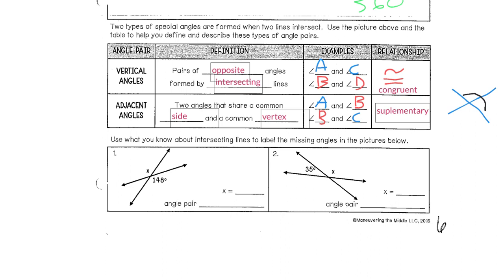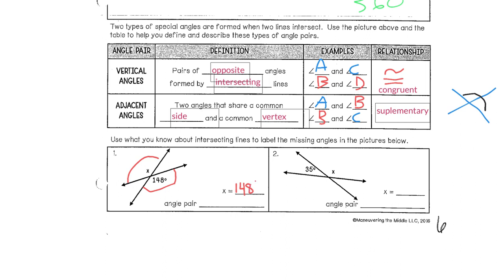All right. Now in this next section, we're going to actually apply what we know. So if we look at question number 1, see how this side right here is 148 degrees? We know that the opposite side is also going to be 148 degrees. So we know that this is 148 degrees for angle X. All right, so angle X is 148 degrees.